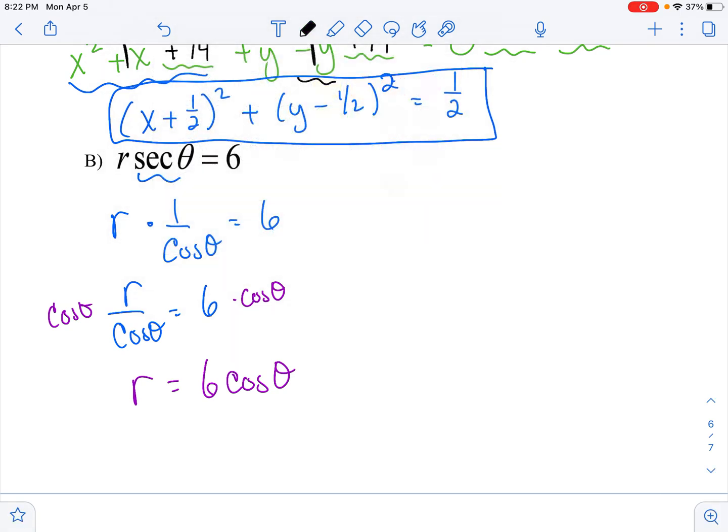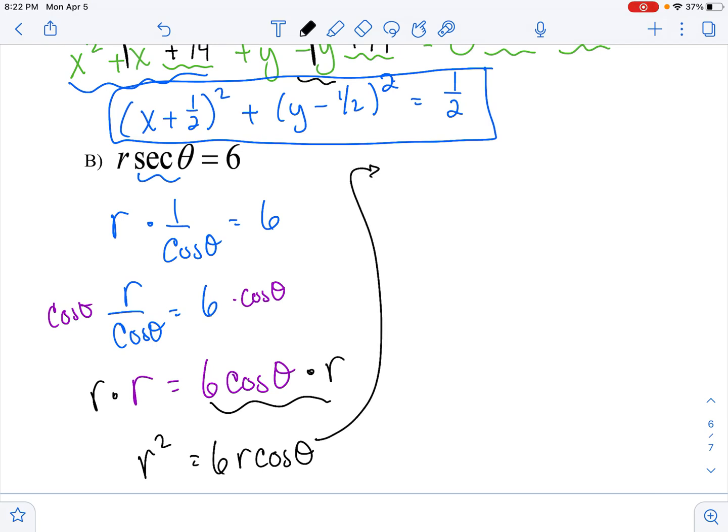Okay, I'm still not quite there yet because I have two options. I can either square both sides or multiply both sides by r. Hopefully you see here that multiplying both sides by r is the better way to go, because when I multiply the right side, that's going to give me 6 r cosine of theta, and r times r is r squared. And now I can make some of those substitutions. I know that r squared is x squared plus y squared, and I know that r cosine theta is x, so that's just 6x.